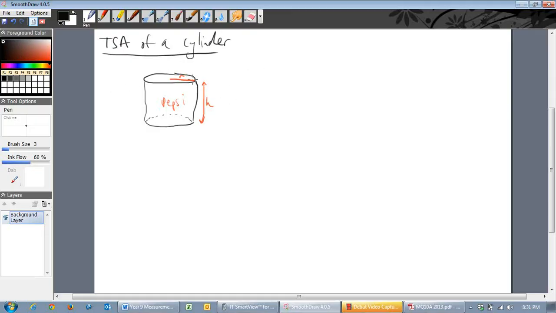There's a can of Pepsi with radius r, height h. Let's think about the total surface area. The total surface area of this guy is equal to, now think about all the surfaces you've got here. On the top and the bottom you have two circles and they're both with radius r. So we're going to get two lots of pi r squared.